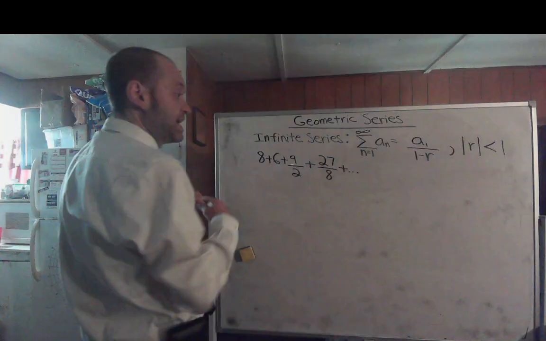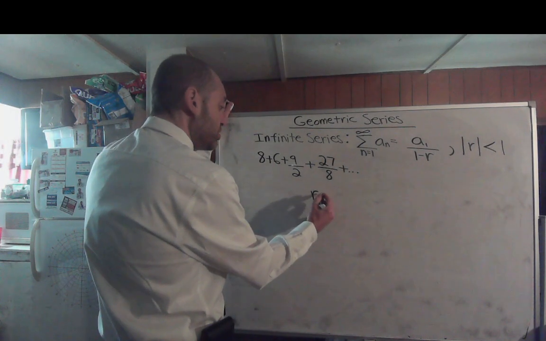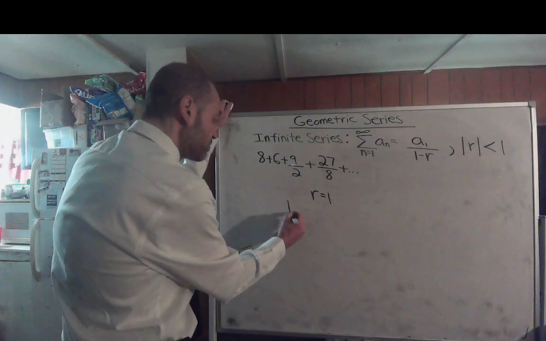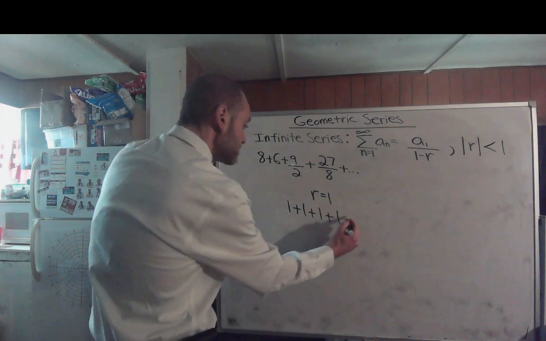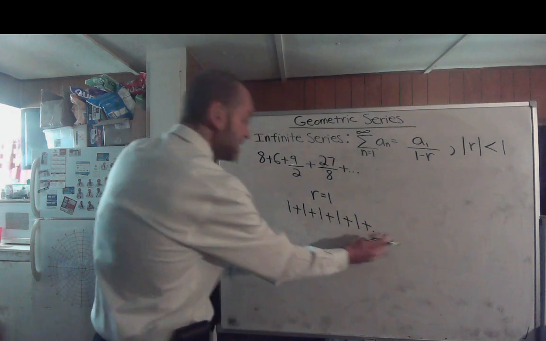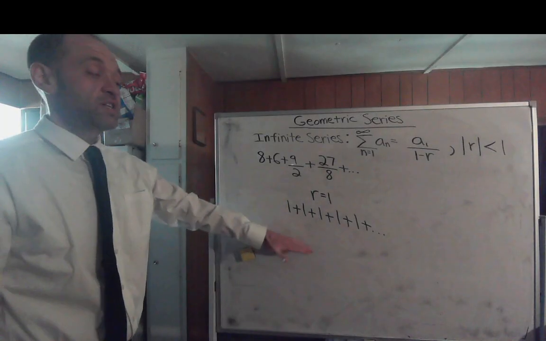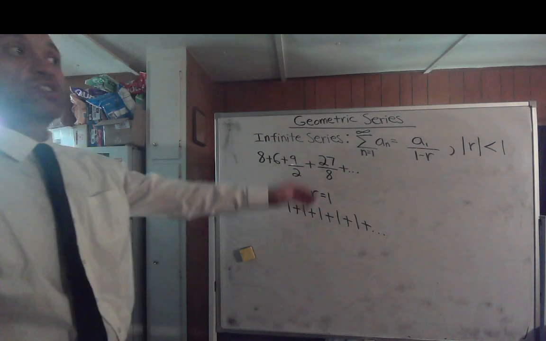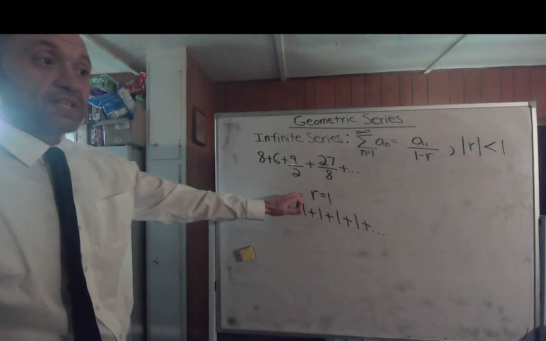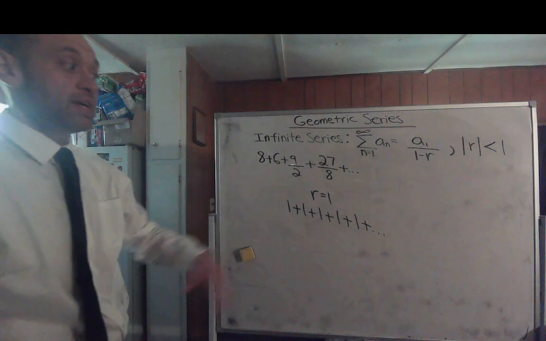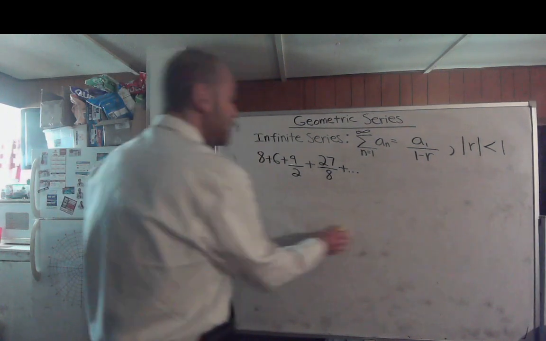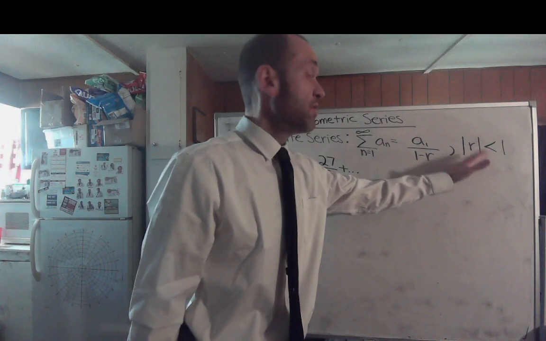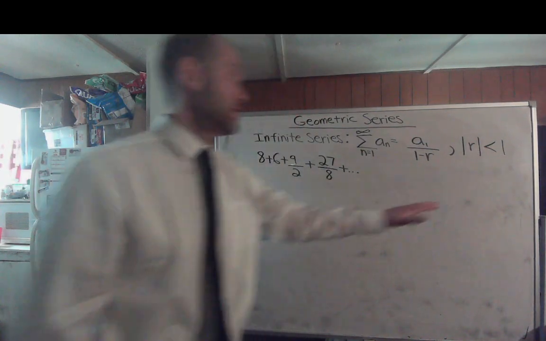But let's say my ratio is 1. Well, if my ratio is 1, I'm just going to keep adding 1 plus 1 plus 1 plus 1 plus 1 plus dot dot dot till kingdom come. We're never going to converge to a finite number. It's going to diverge to infinity. It's just going to keep going up and up. And certainly the same is true if my ratio is greater than 1. That is why this formula only works if the absolute value of your common ratio is less than 1.